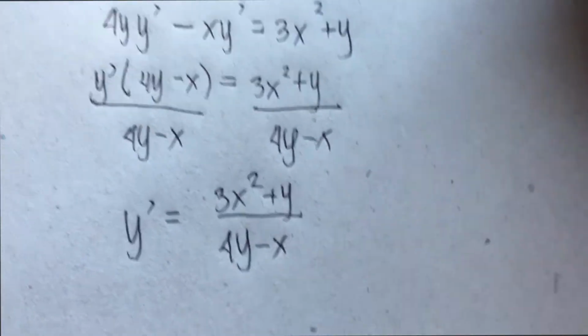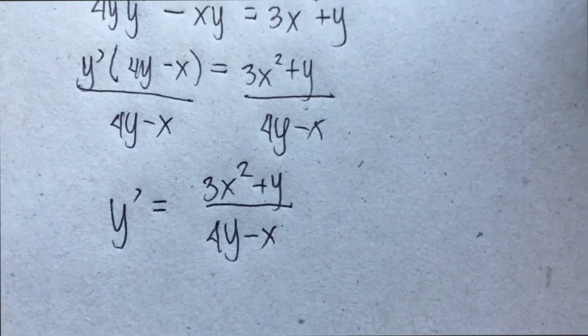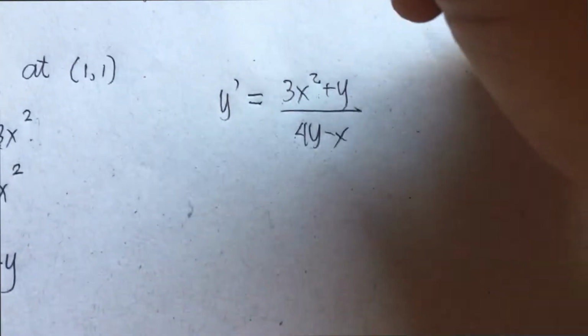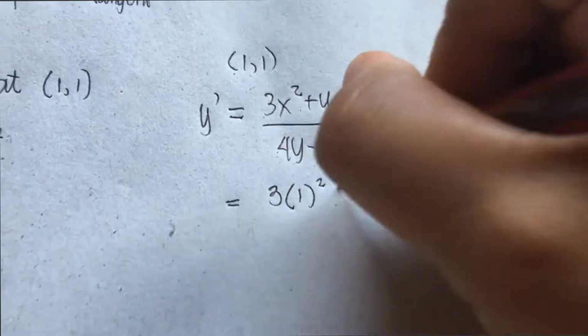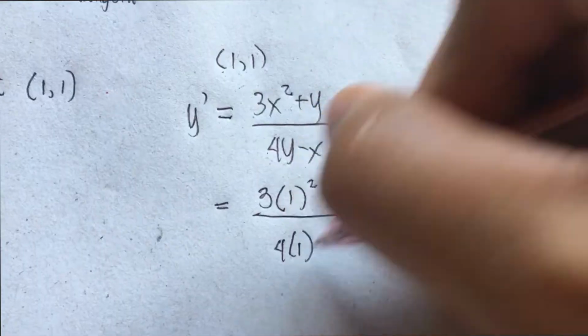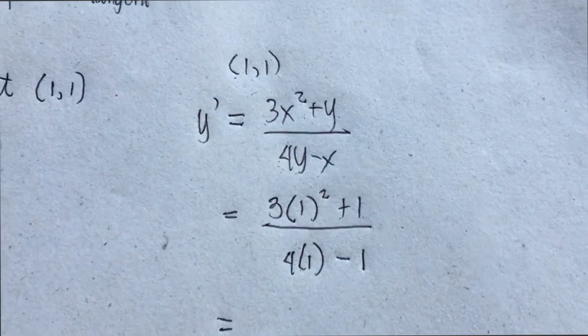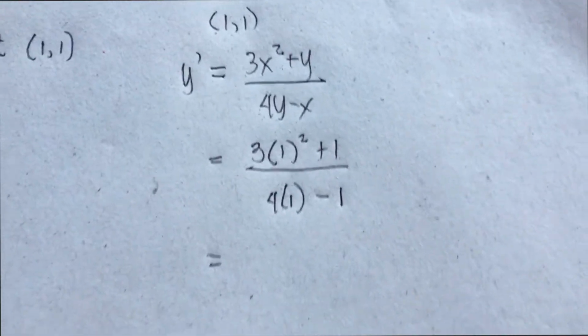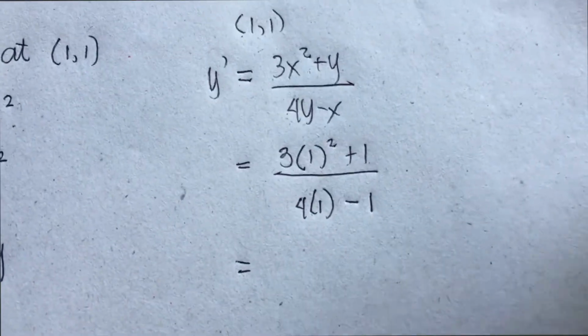So, our next step, we are going to find the slope using the y prime. So, our y prime is 3x squared plus y over 4y minus x, at a given point 1, 1. To find the slope, you are going to substitute the value of your x and y. So, 3 times 1 squared plus 1 over 4 times 1 minus 1. Okay, of course, in this problem, you can use your calculator directly para di kayo ma-stress. But if you want to have a proper solution, then you can have the normal process.